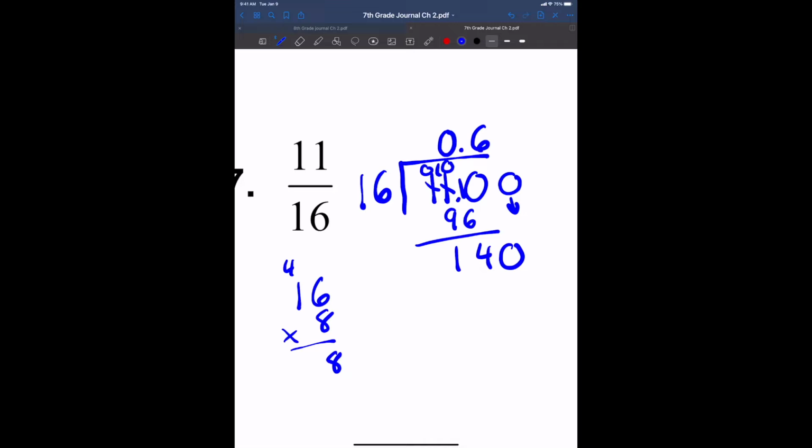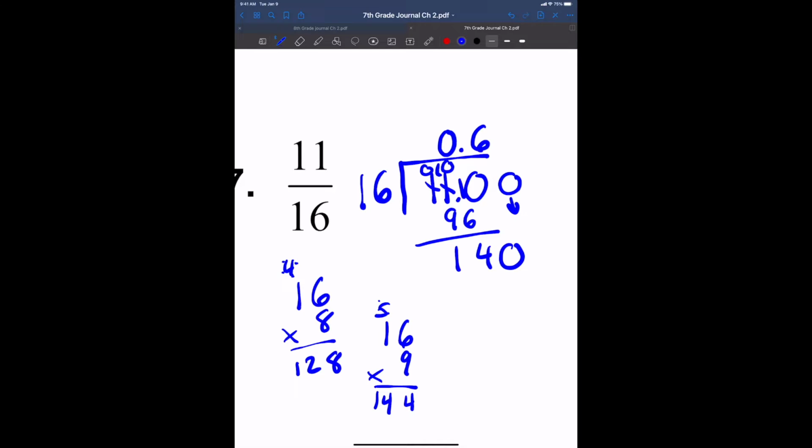48. 8 times 1 is 8. 9, 10, 11, 12. 128. Oh my goodness. How about 9? 6 times 9 is 54. That's the closest we can get. 9, 10, 11, 12, 13, 14.